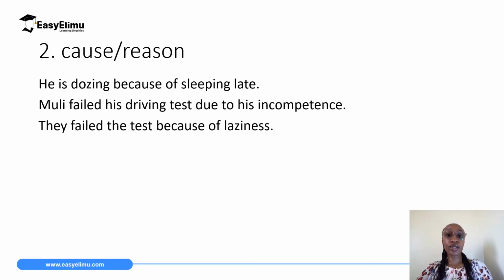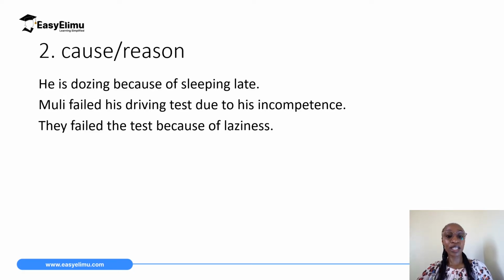So complex prepositions are the ones that are more than one word. We can also use complex prepositions to explain cause or reason for something. For example, he is dozing because of sleeping late. So the reason why he is dozing off is because he slept late. So because of is a complex preposition, a two-word complex preposition.